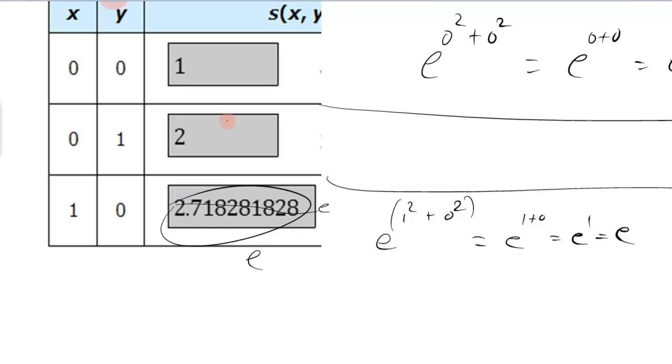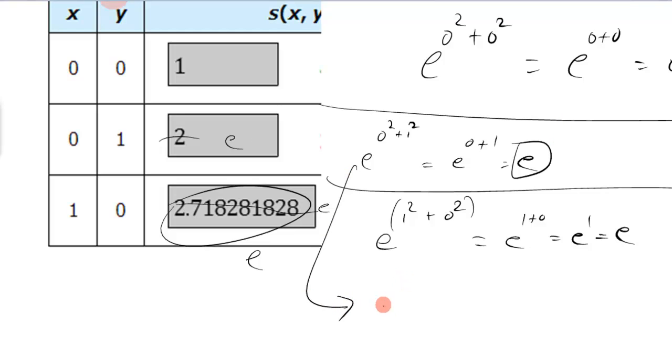Okay, so now this one, same process. e to the 0 squared plus 1 squared. You'll notice it's identical, so therefore this would be e to the 0 plus 1, which would be e. So I'm not quite sure how you're getting 2. Other than possibly, oh, you're typing in your calculator. I think I know what you're doing.